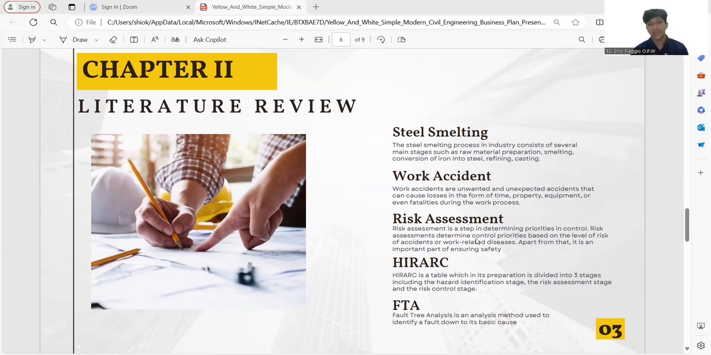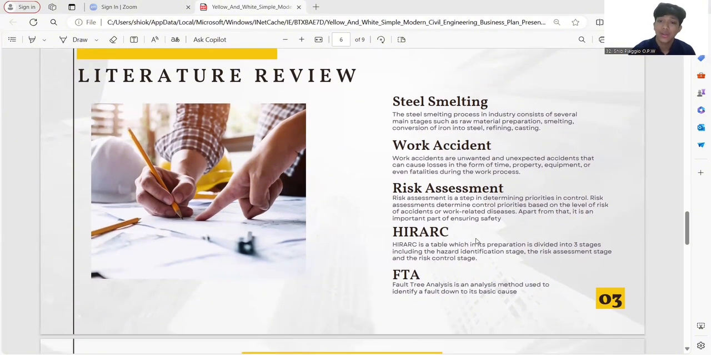The third is risk assessment. Risk assessment is a step in determining priorities in control. Risk assessment determines control priorities based on the level of risk. And the risk assessment we use at this moment is HIRC and FTA, in order to reduce the risk of accidents that can occur.